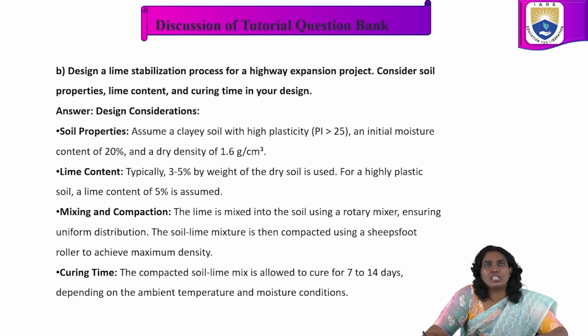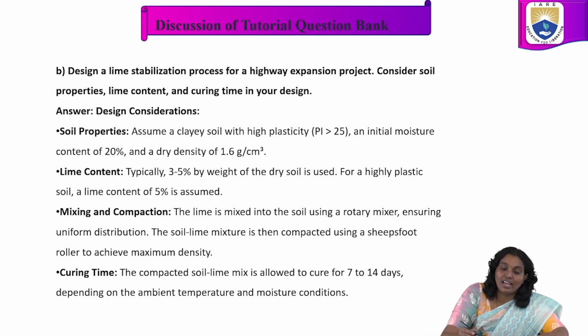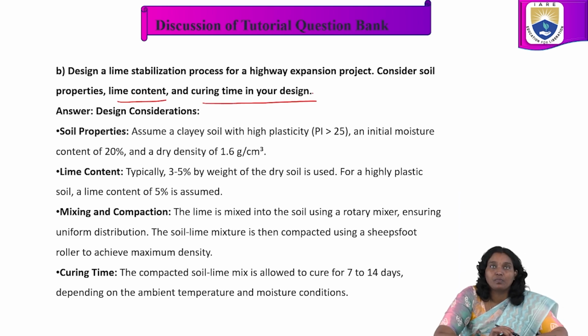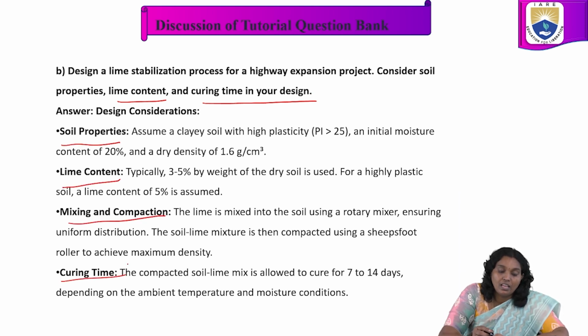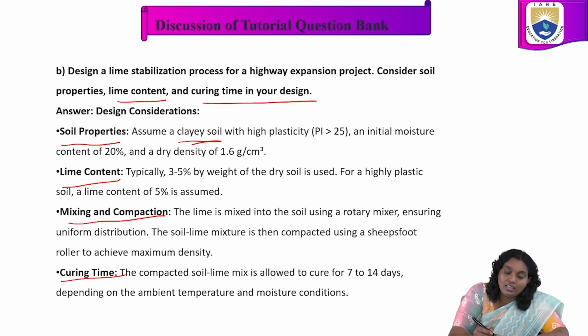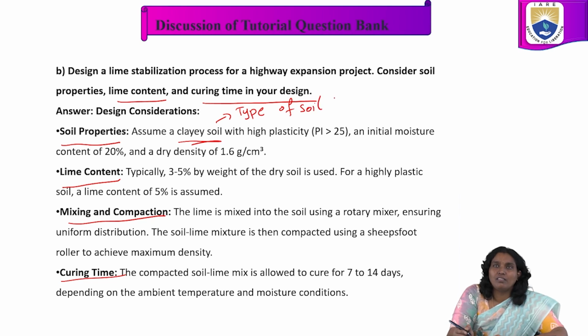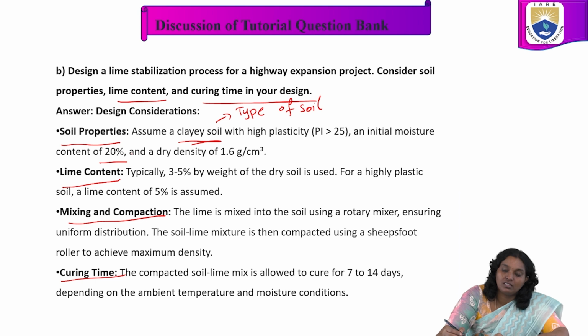Now, one more question: design a lime stabilization process for a highway expansion project. Consider soil properties, lime content, and curing time in your design. So the design considerations are soil properties, lime content, mixing and compaction, and curing time. Assume clayey soil, that is clayey soil with plasticity and an initial moisture content of 20%.